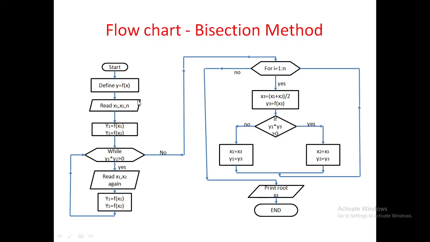Sometimes you will get 3 variables, 4 variables. Take the input data like initial guesses x1, x2 up to xn and the accuracy from the user. Sometimes they have given the accuracy. Once you have set that data, you have to calculate the values y1 and y2, which are nothing but y1 = f(x1) and y2 = f(x2).